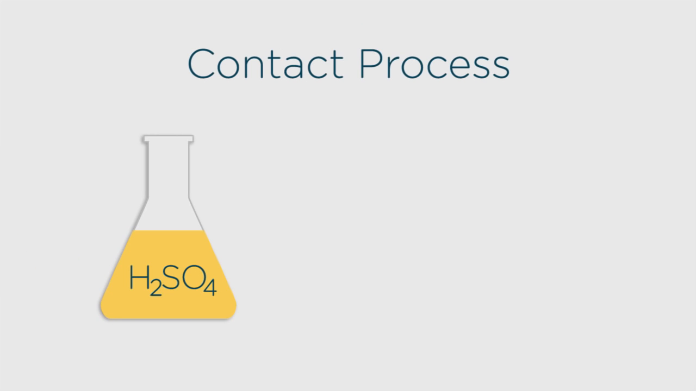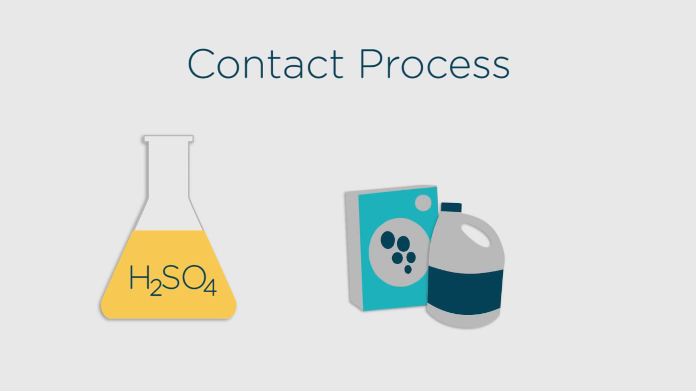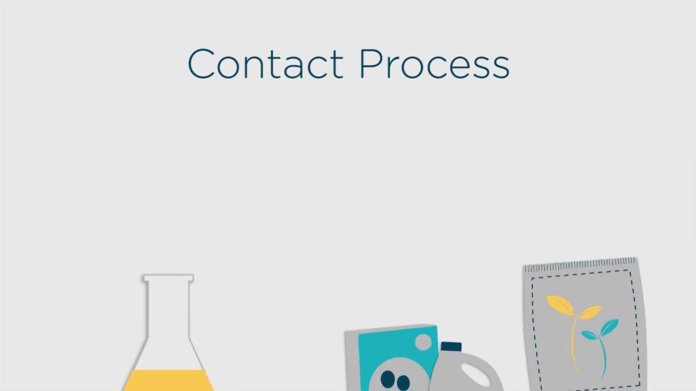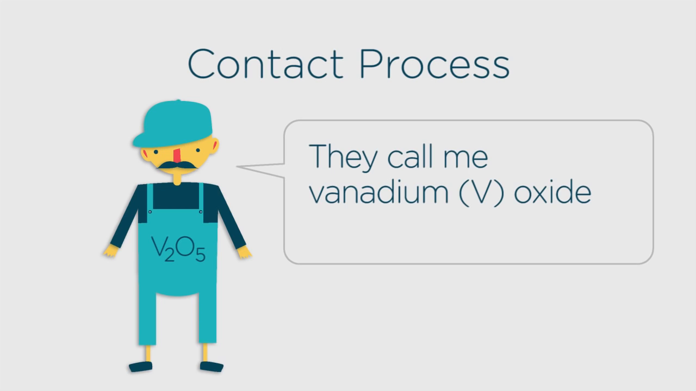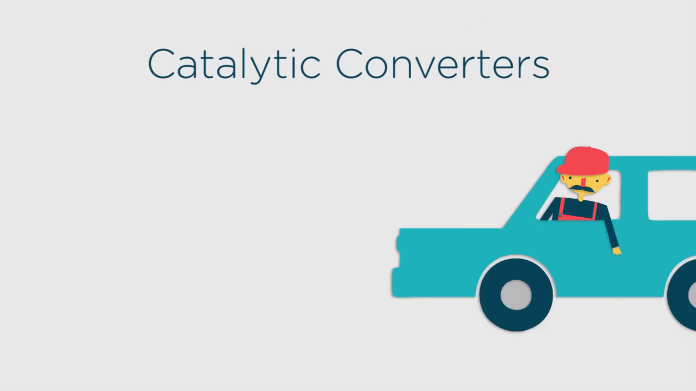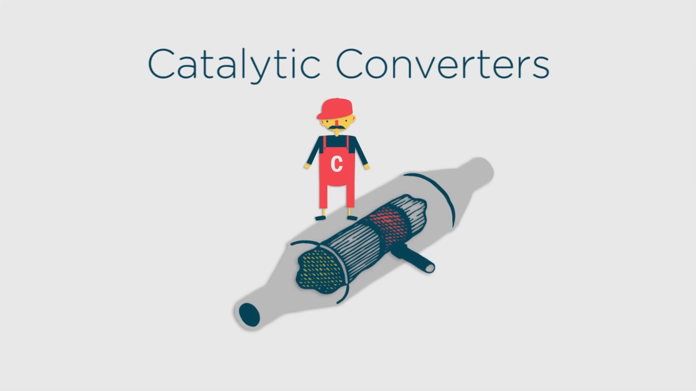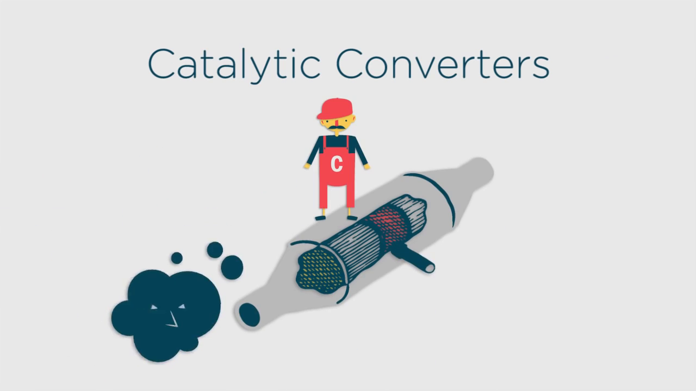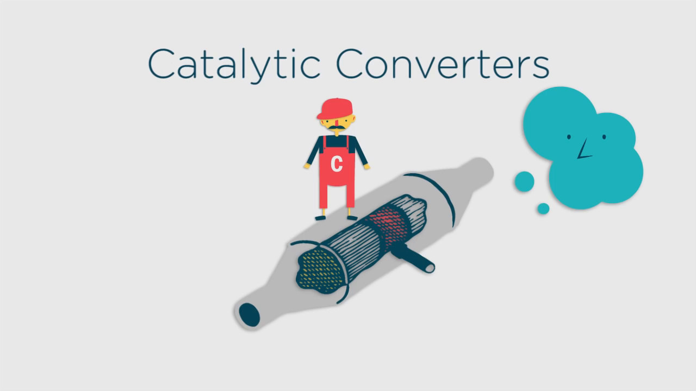And secondly, the contact process to manufacture sulfuric acid, which is used to make detergents and fertilizers. Vanadium(V) oxide, sometimes known as vanadium pentoxide, is the catalyst in the contact process. Catalysts are also used in catalytic converters in vehicles. These catalysts remove toxic exhaust gases by converting them into harmless products.